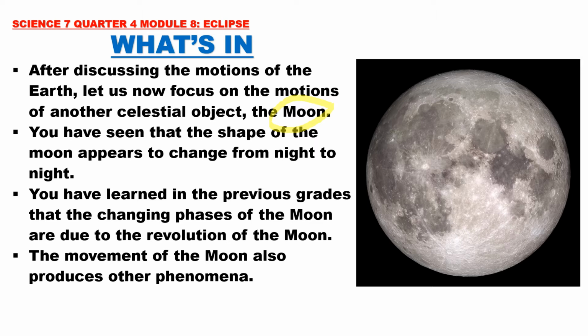You have seen that the shape of the moon appears to change from night to night. You have learned in the previous grades that the changing phases of the moon are due to the revolution of the moon. The movement of the moon also produces other phenomena.